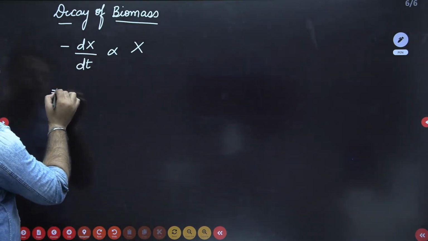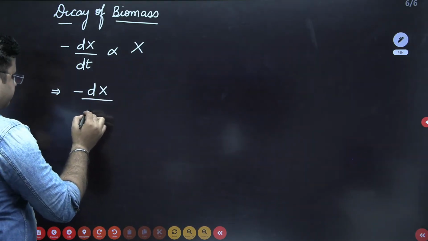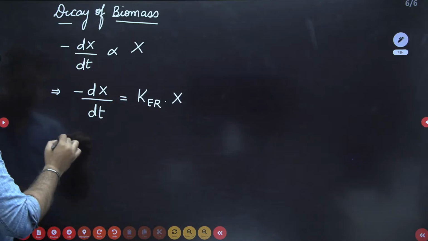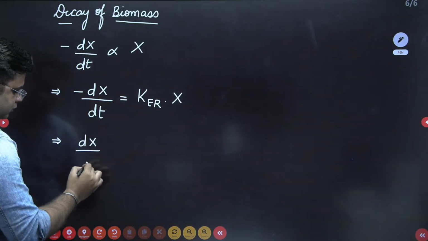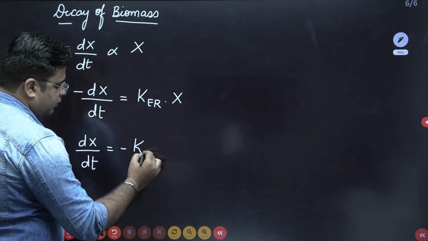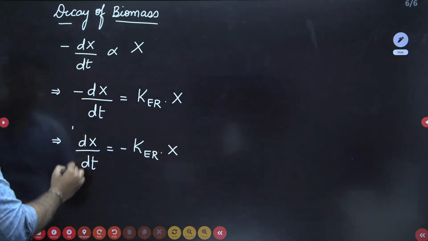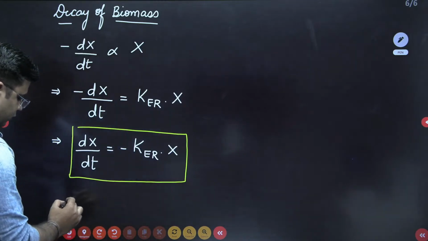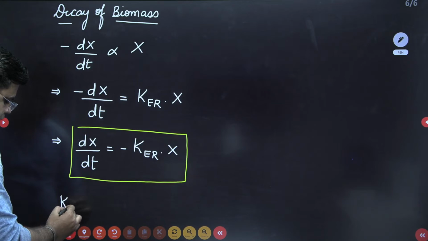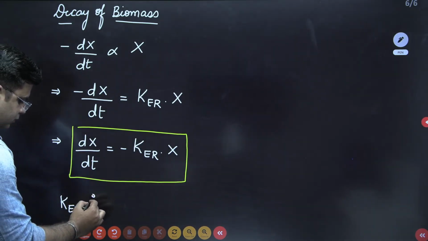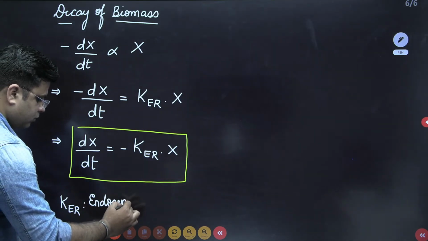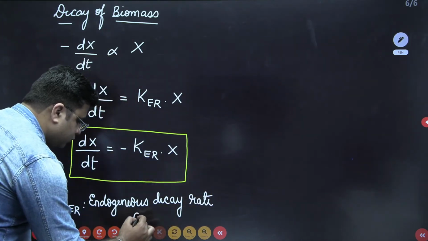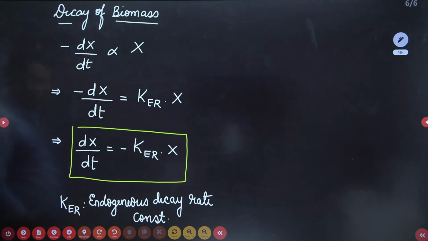Removing the proportionality sign, you have minus dX by dt equal to KER into X. So you write dX by dt equals minus KER into X. This is the decay of biomass, where KER is known as the endogenous decay rate constant.